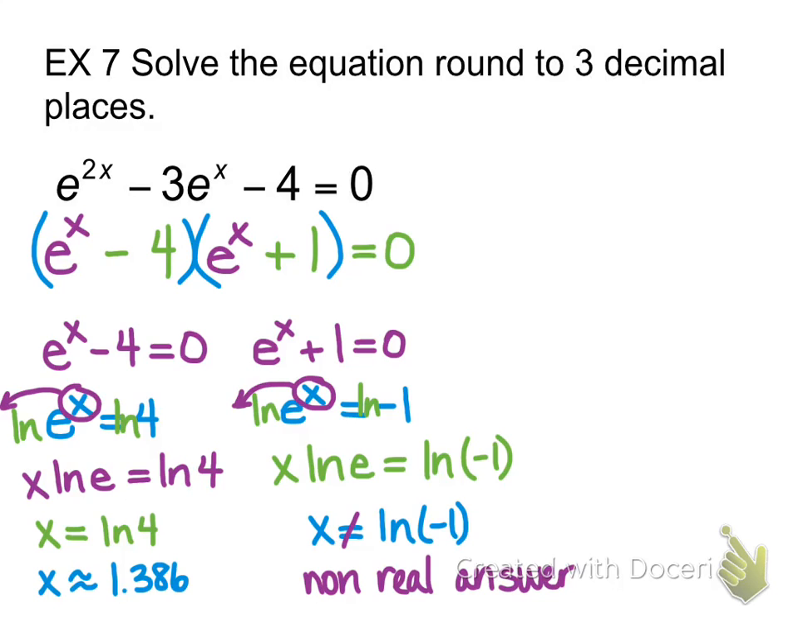I can't take the natural log or the log of a negative number. It's not part of its domain. So this would be something that would be an imaginary number situation. So we're going to ignore that anytime that happens and you get an error when you take the log or natural log of a negative number. You're just going to ignore that answer. We're only going to use the one that worked, 1.386.